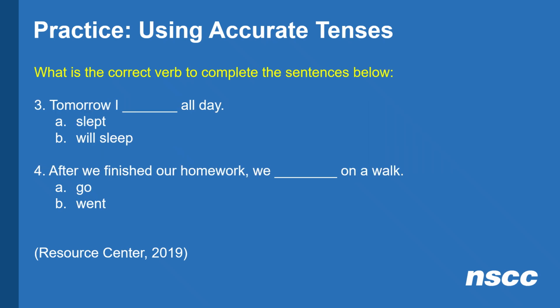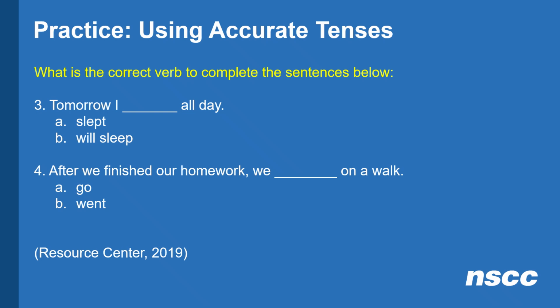3. Tomorrow I... all day. A, slept, or B, will sleep. 4. After we finished our homework, we... on a walk. A, go, or B, went.